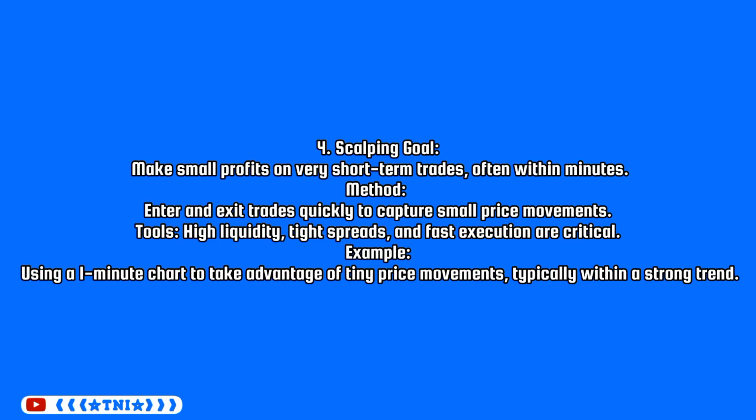4. Scalping. Goal: make small profits on very short-term trades, often within minutes. Method: enter and exit trades quickly to capture small price movements. Tools: high liquidity, tight spreads, and fast execution are critical. Example: using a 1-minute chart to take advantage of tiny price movements, typically within a strong trend.